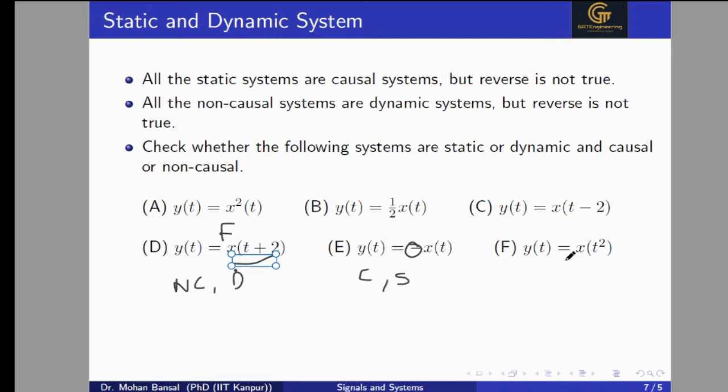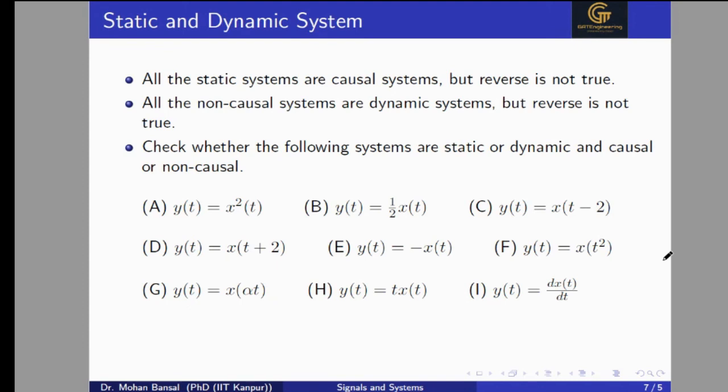For y(t) equal to x(t squared), if we substitute t equal to 2, we will get x(4). So it is depending on the future value, that means it is non-causal and dynamic.